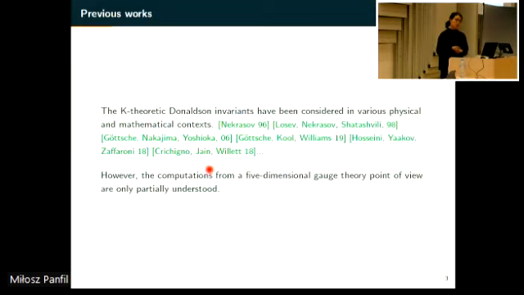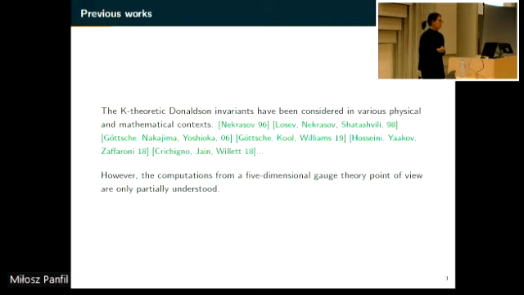And also recently it has been extended to a more general class of four-manifolds in the paper by Göttsche, Kool, and Williams. And also in a slightly different context, in the physics literature, these observables have been revisited in the context of calculating the entropy of black hole microstates in certain supergravity settings. Okay. However, the complete derivation of these quantities from a five-dimensional gauge theory point of view is only very partially understood.